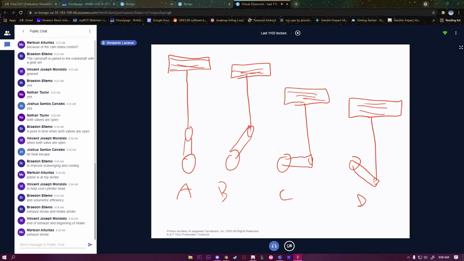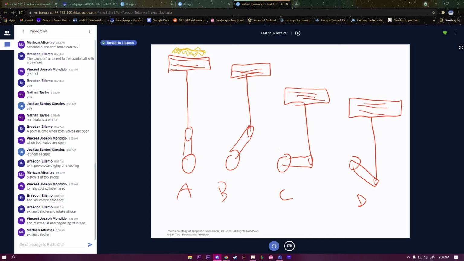On the power stroke, we're going to have our hot gases in here. I should change the color for those, shouldn't I? Let's make our hot gases orange. I'm going to have our hot gases here. We've got our fire going on in there.